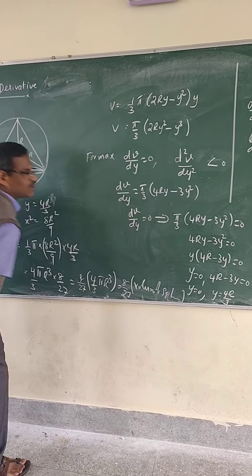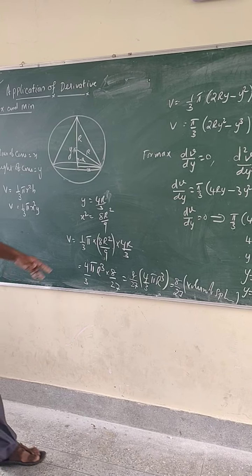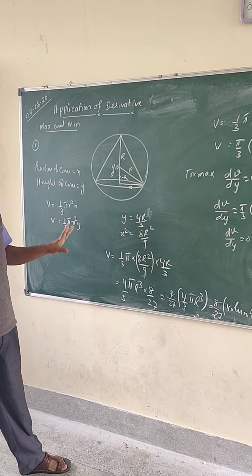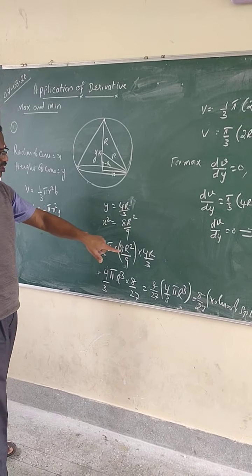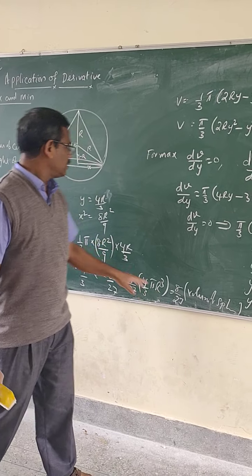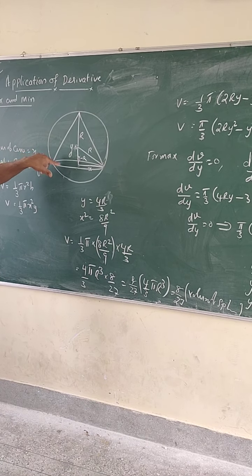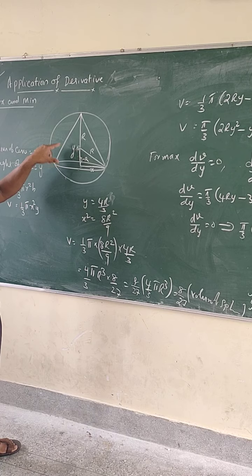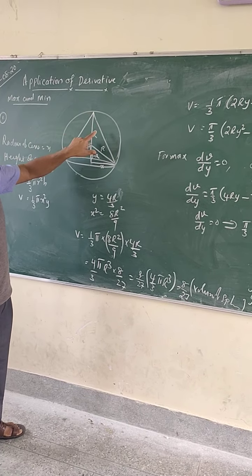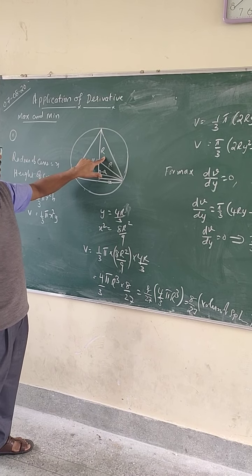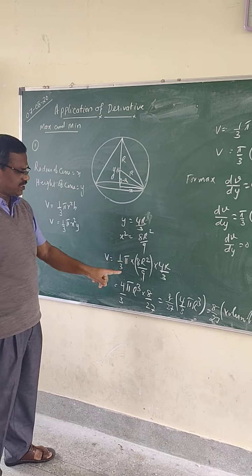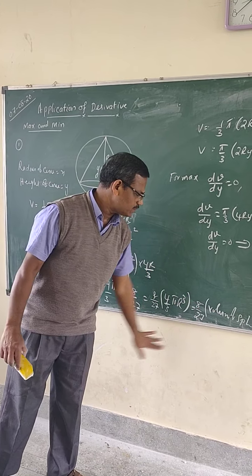So finally, the result we got: when the volume of this cone is maximum, then it is equal to how much? 8 by 27 times the volume of the sphere. So the maximum condition of this one, that is when a cone is inscribed in a sphere of radius r, then the maximum volume of that cone is 8 by 27 the volume of the sphere.